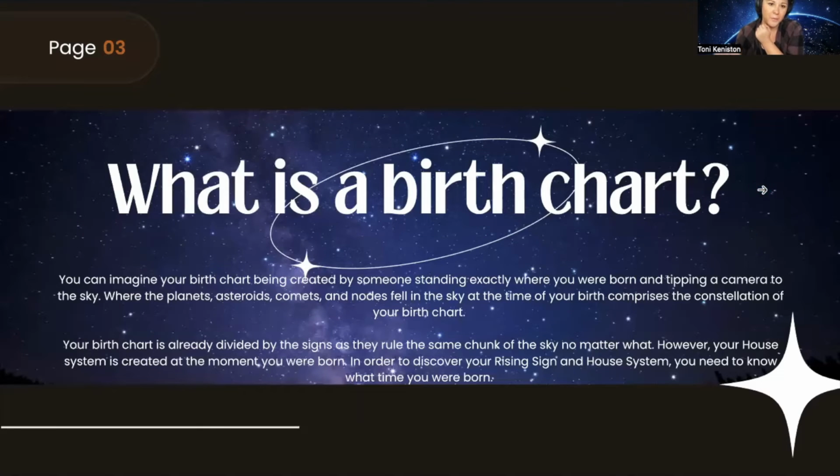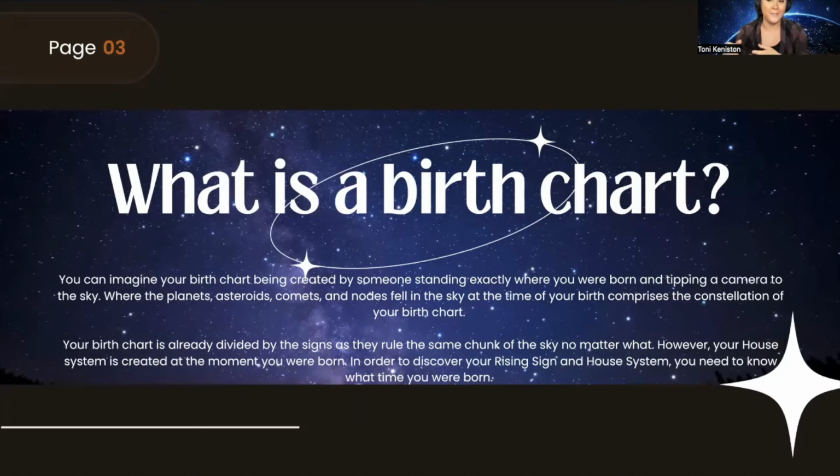Okay, what's a birth chart? You can imagine your birth chart being created by someone standing exactly where you were born, like right next to you, and tipping a camera up towards the sky. Where those planets, asteroids, comets, and nodes fell in the sky at the time of your birth comprises the constellation of your birth chart. It's like a dome. And we always see it as a flat, which is fine, but that's where it is. Everything was in an orbit somewhere. We just don't know where. And that's what your birth chart tells us.